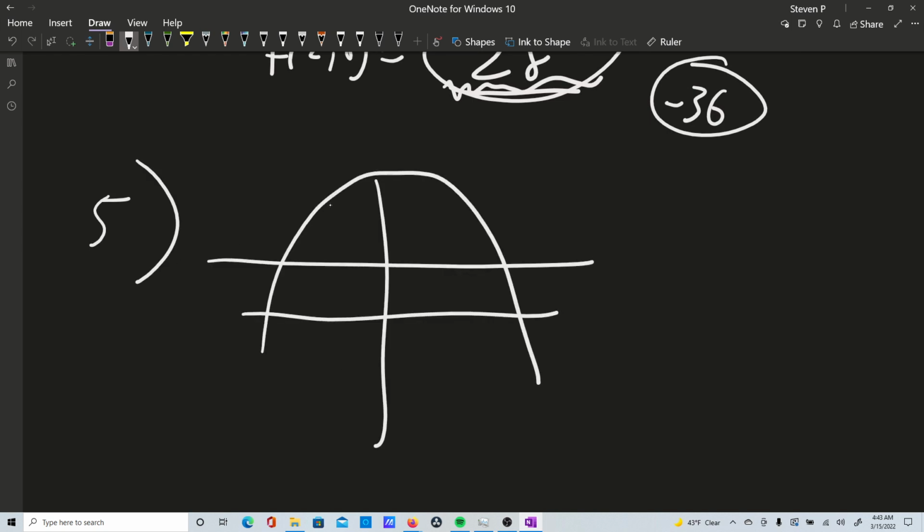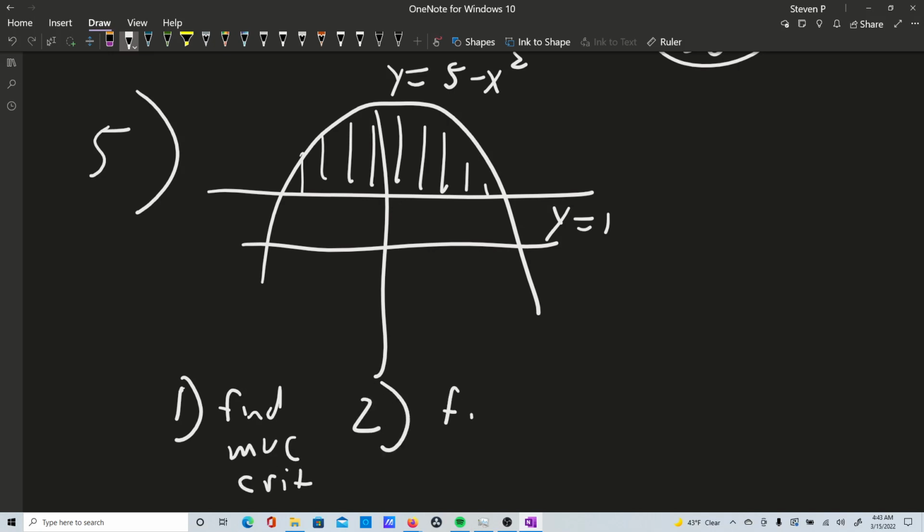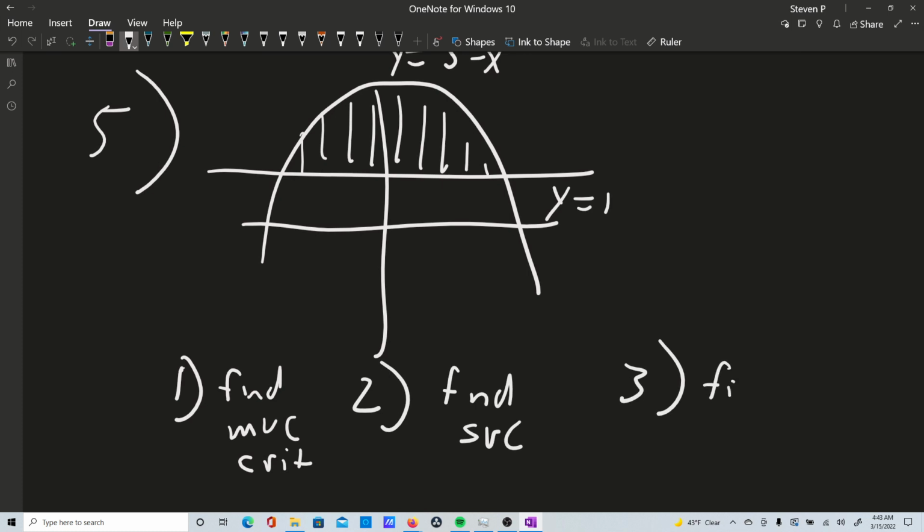So the next one is basically saying, okay, same function, but now figure out what the optimal values are between y is equal to 1 and y is equal to 5 minus x squared. So it's kind of a similar process. The idea here is now: number 1, find the multivariable calculus crit points. Number 2, find the single variable calculus critical points. And number 3, find the vertices or check the vertices.